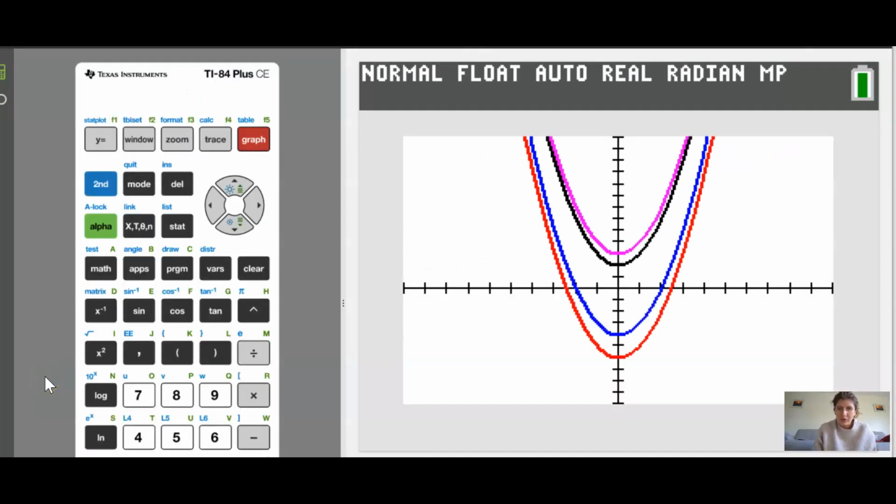Okay, so I'm just going to show this to you. Hopefully what you can see here is you've got 4 different functions, and all of these have just got a varying vertical translation. So this first one here, that purple one, that's x squared plus 3. The one below it's x squared plus 2. The blue one there, that's x squared minus 4, and the red one, that's x squared minus 6.